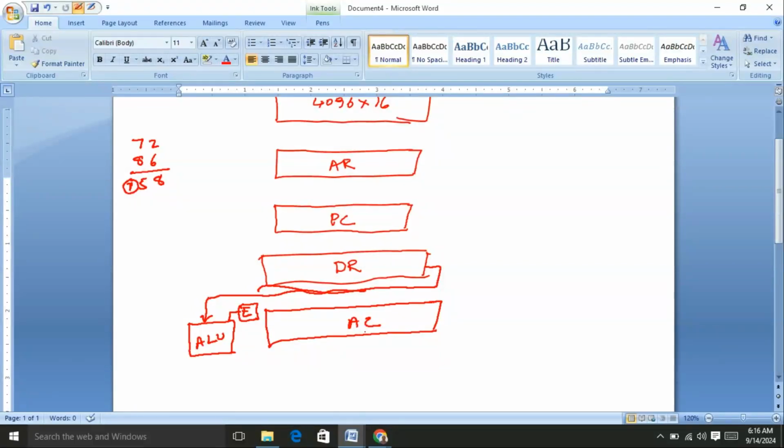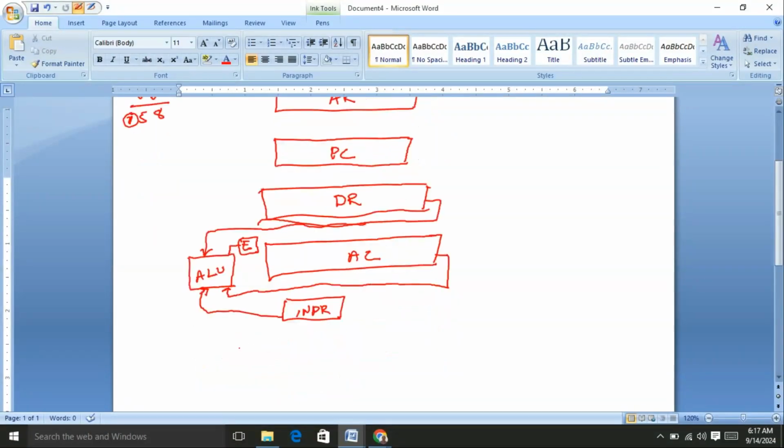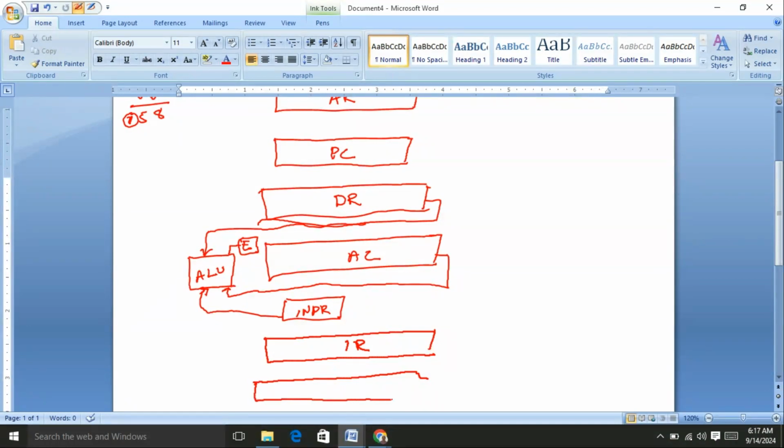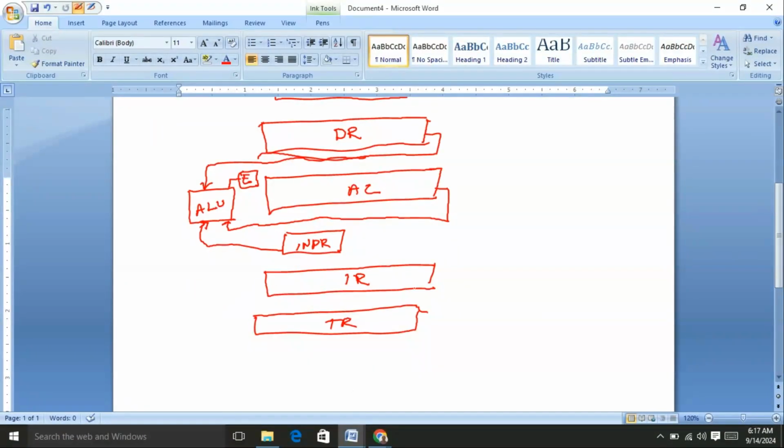And this ALU is also connected to one more register directly, that is the input register. Sometimes the input is directly transferred from the input register to the ALU, and the calculations are performed repeatedly. Hence, the output of the accumulator is again connected to the ALU. After that, suppose we fetch the instructions. The instructions are kept within the instruction register, that is IR. If there are any temporary results during the calculation, they are stored in the temporary register TR. And finally, the output register OUTR.